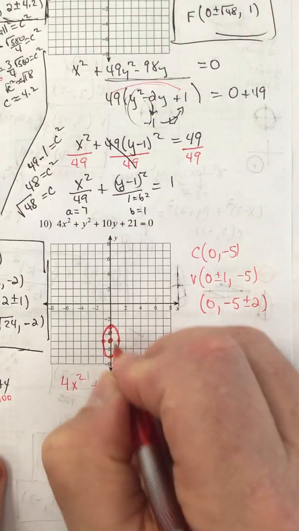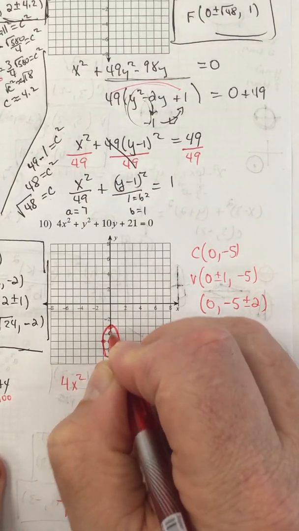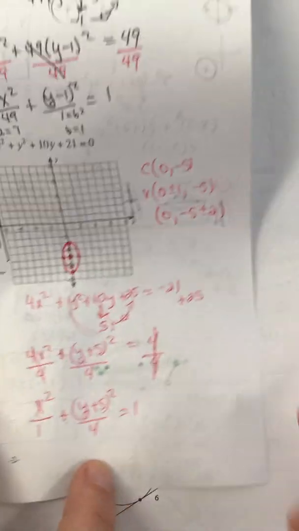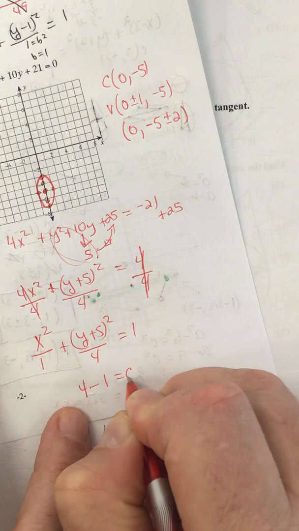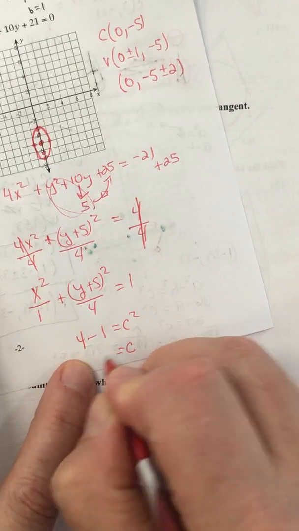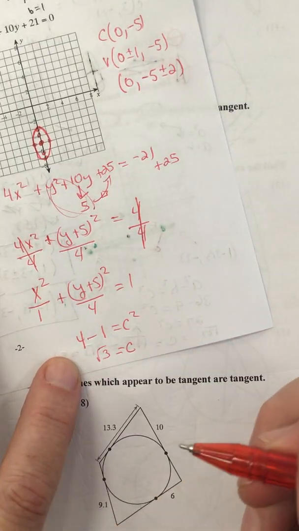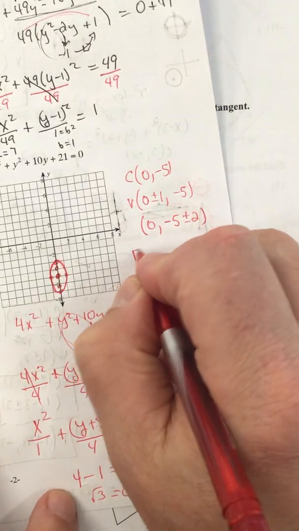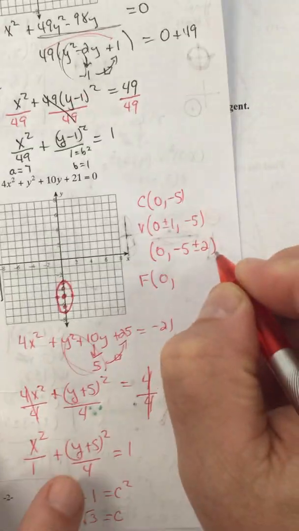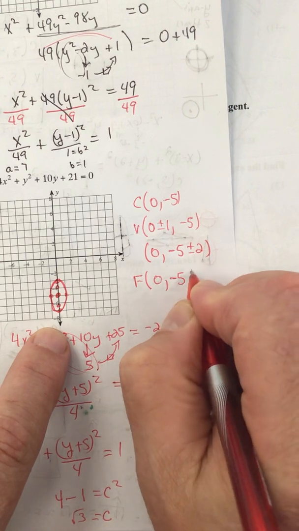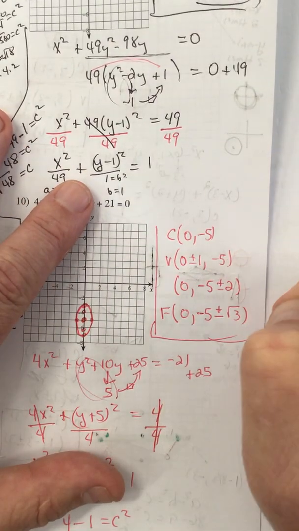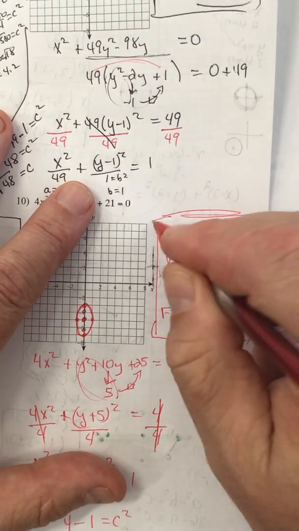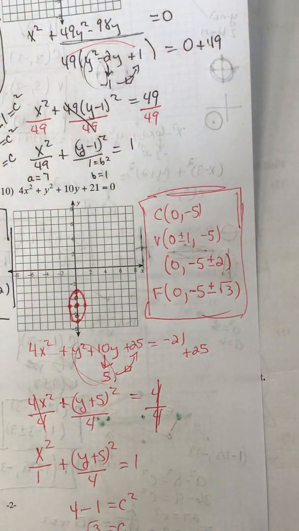The focus is going to be on the major axis. So the focus will be up and down this time. So to get the focus points, it's the big minus the small equals c squared. So c is the square root of 3. So our focus points, they're starting at 0, and then it started down 5, but up and down square root of 3 from there. And there is everything. Okay, give those a try.